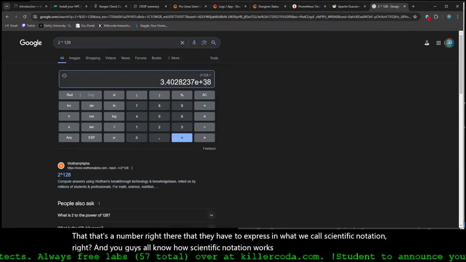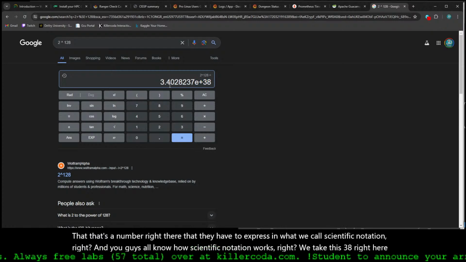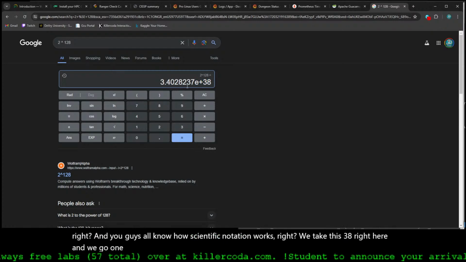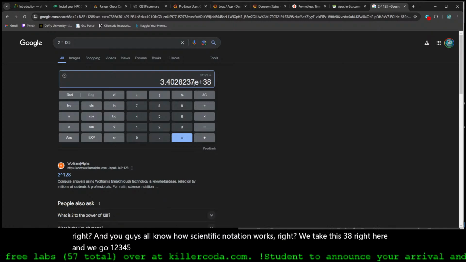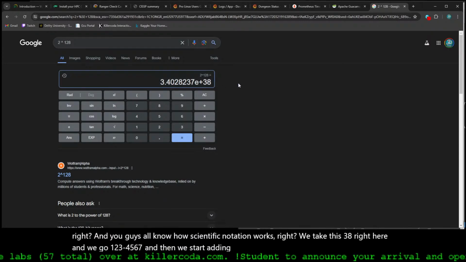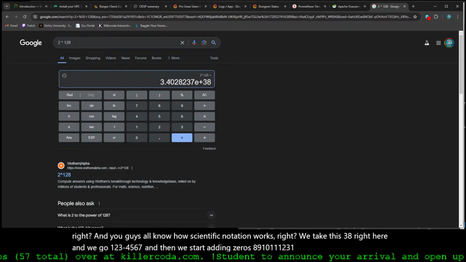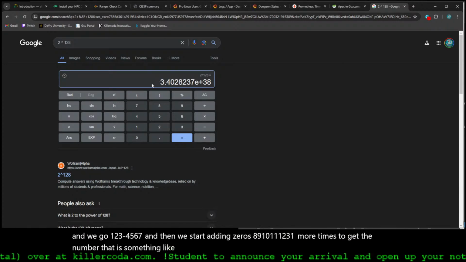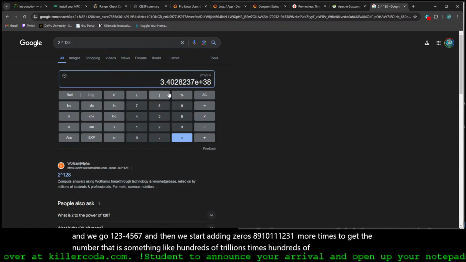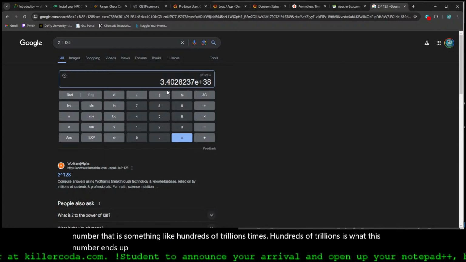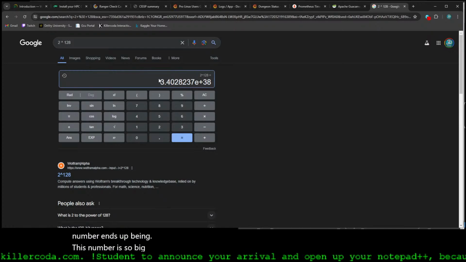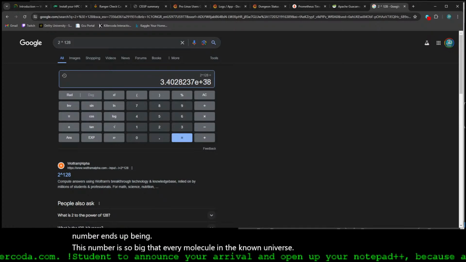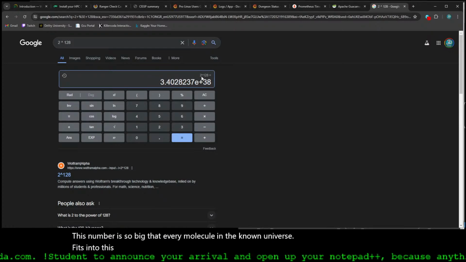We take this 38 right here, and we go 1, 2, 3, 4, 5, 6, 7, and then we start adding zeros, 8, 9, 10, 11, 12, 31 more times to get the number that is something like hundreds of trillions times hundreds of trillions is what this number ends up being. This number is so big that every molecule in the known universe fits into this number. I don't know if you guys know that.